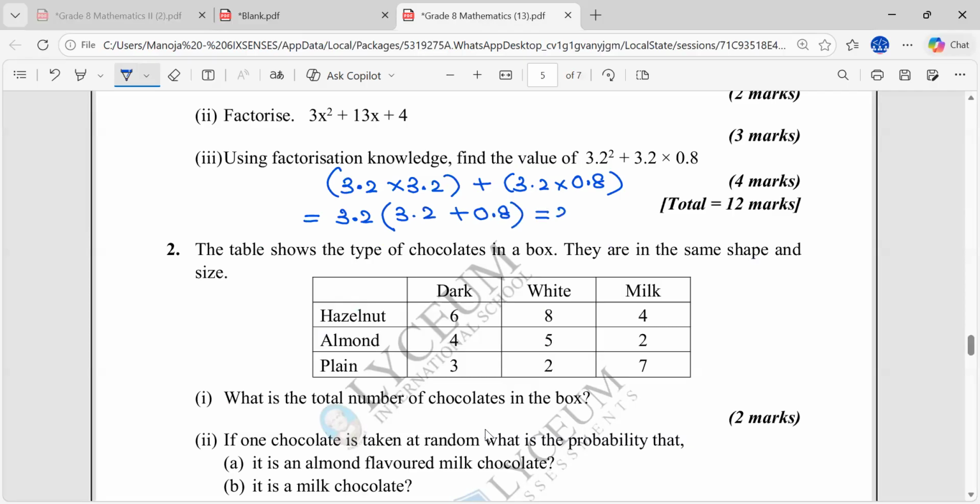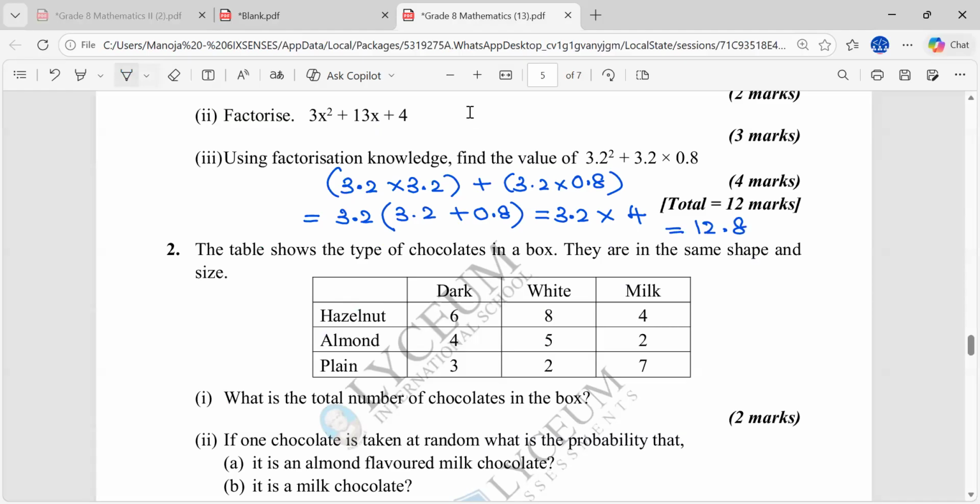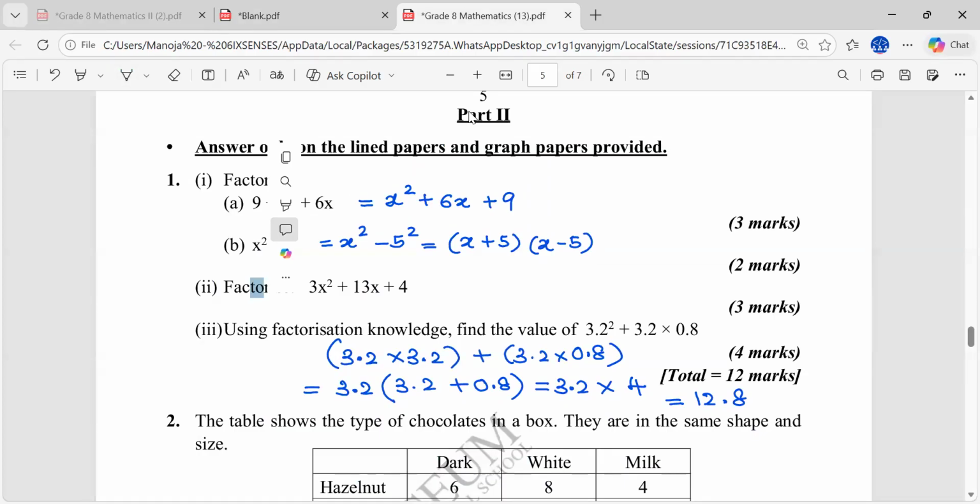So then what will be the answer? 3.2 multiplied by 4. Then the final answer will be 12.8. Okay, so that is the end of question number 1.